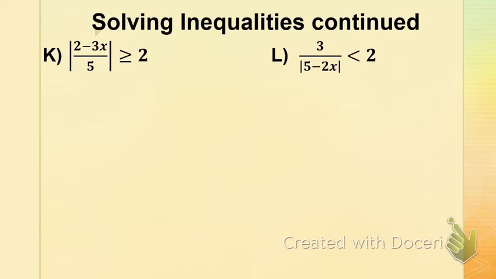This is the last slide of 2.6. Using the exact same thinking I was doing before, I don't even care what's inside, I just know that absolute value means distance. So the distance of this expression from 0 is what? Or is it just 2 units from 0? Greater than or equal to 2 units from 0.